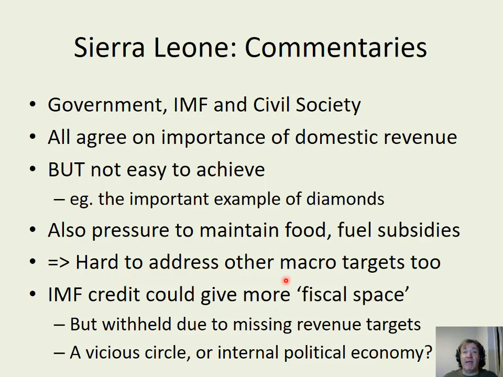And this all means that the deficit stays big, the government's got no fiscal headroom, it's really hard for it to address other macro targets as well. So it's hard to keep down inflation, it's hard to promote pro-poor per capita growth. IMF credit, if the IMF could fill that gap, then that could give them more fiscal space to address these other targets. But again, the IMF has withheld that credit because of the missing revenue targets. So is this just a vicious circle that inevitably attracts in this situation, that you've got low income means you can't raise money, means that you miss your targets, means you don't get the loan, means you can't raise money?